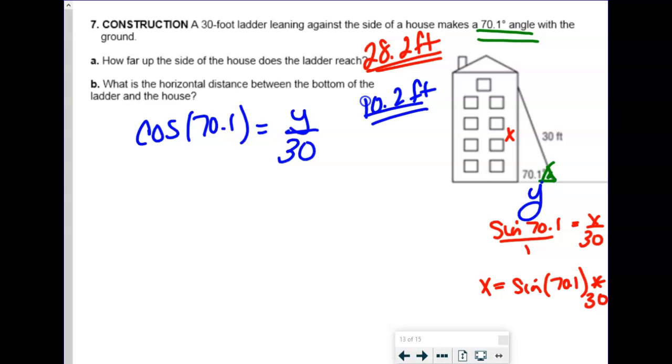Which, again, I've seen ladders, I've seen houses. I don't really know if that's an accurate measurement, though. 10.2. That's pretty far away. I don't think that we're typically dealing with that big of an angle. That's a big angle. I think that's on the smaller side.